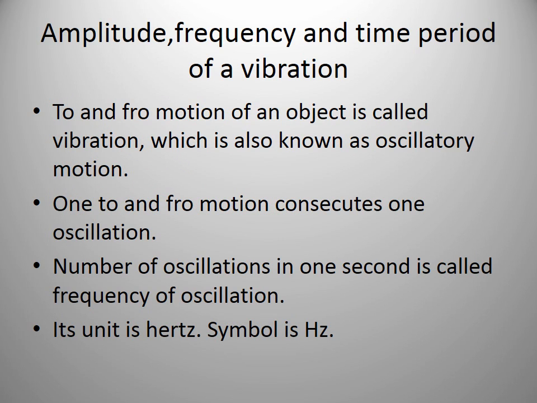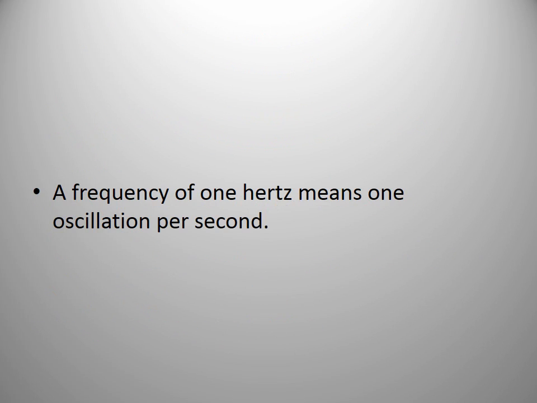The next topic is amplitude, frequency and time period of a vibration. We know that the to and fro motion of an object is called vibration. It is otherwise known as oscillatory motion because the object oscillates between two positions. One to and fro motion constitutes one oscillation. The number of oscillations in 1 second is called the frequency of oscillation. Its unit is hertz, and the symbol is Hz. A frequency of 1 hertz means 1 oscillation per second. So a frequency of 20 hertz means 20 oscillations or 20 vibrations per second.